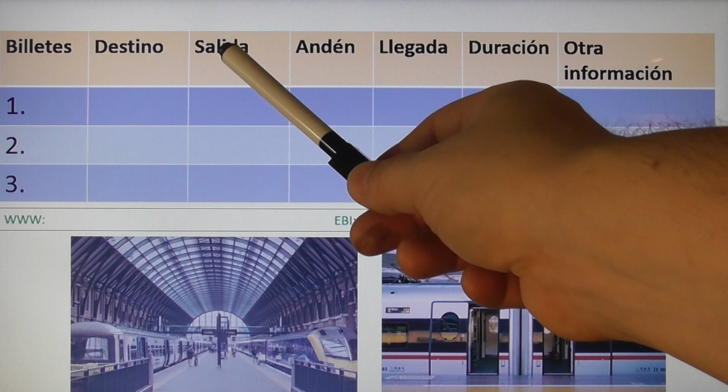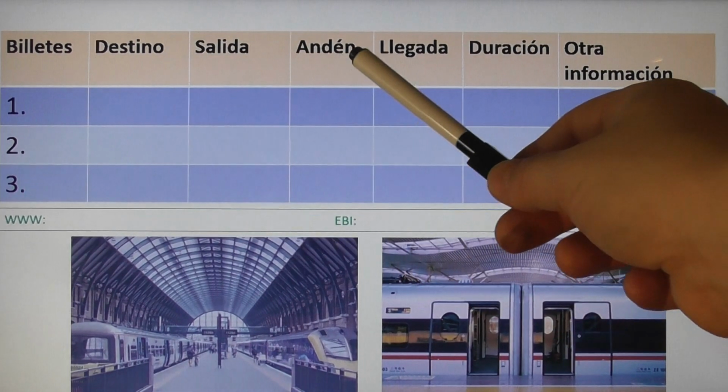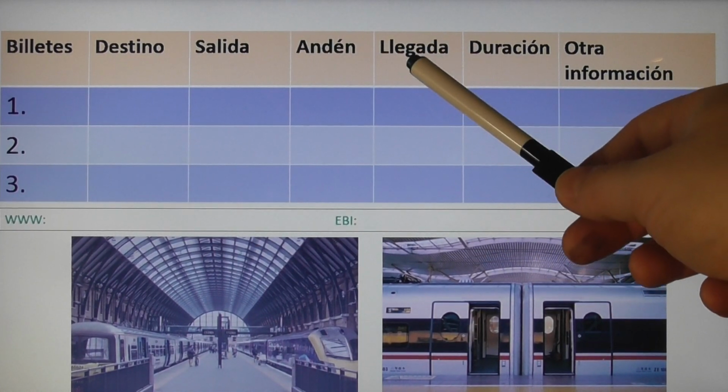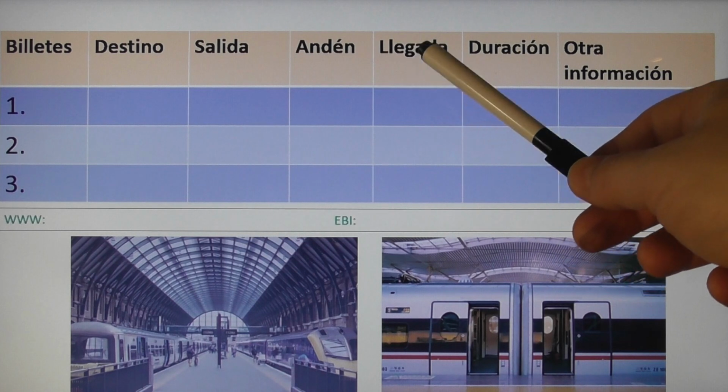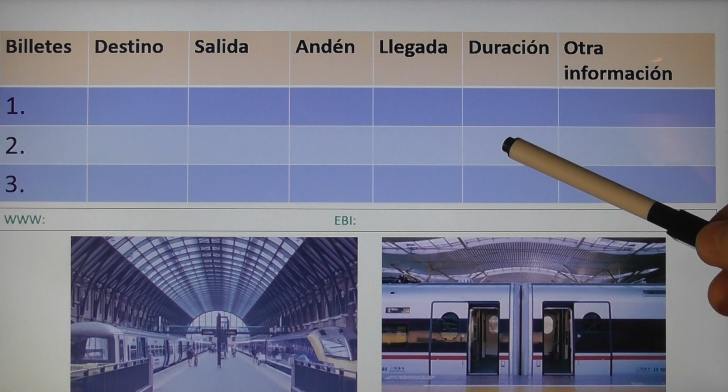Salida, which comes from sale. Remember, ¿a qué hora sale el tren? At what time does the train leave? So this is departure. And then is our platform. Llegada, remember, ¿a qué hora llega el tren? At what time does the train arrive? So llegada is arrival.